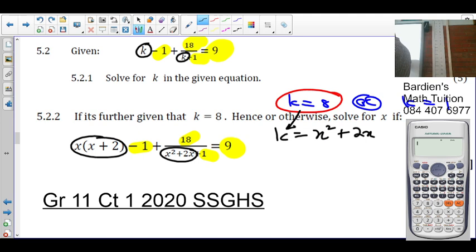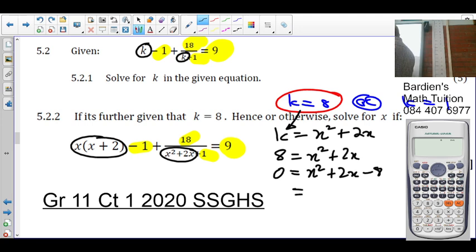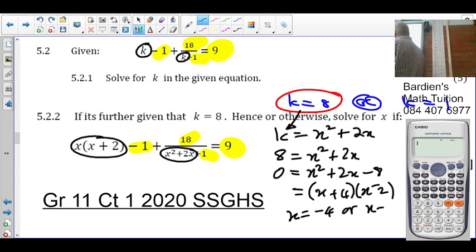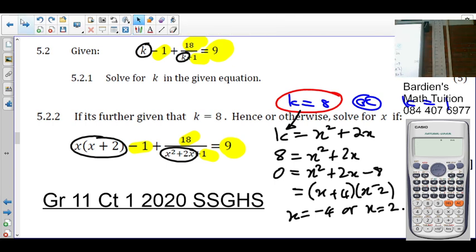but K is equal to 8. So in other words, 8 is equal to x squared plus 2x. So 0 is equal to x squared plus 2x minus 8. Which is now a trinomial, x and x, 4 and 2, plus and minus. So x is equal to negative 4, or x is equal to 2. That's how you solve that one then.